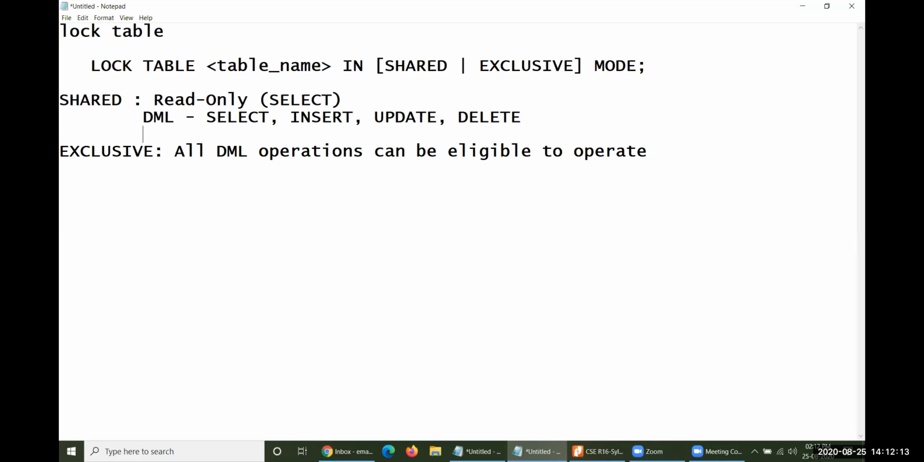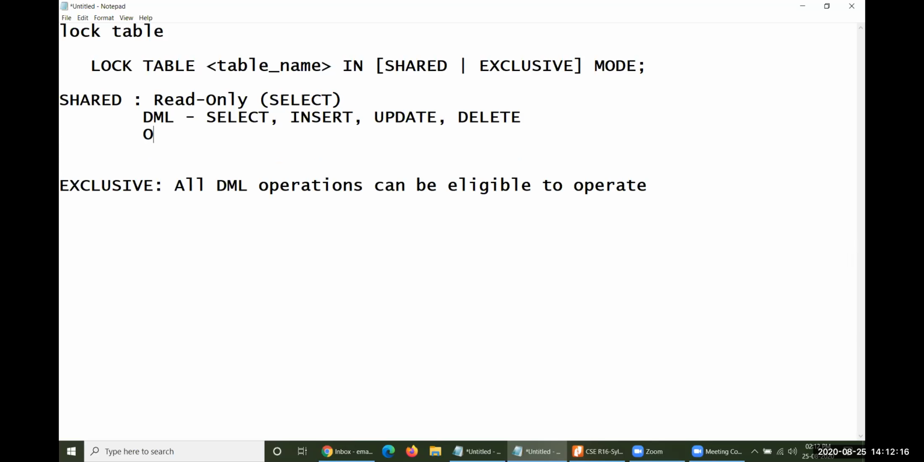The point is about shared mode. Shared mode can be operated by many users, there is no problem at all. So user 1, user 2, user 3, user 4, n number of users are there, and every user can operate. So shared mode on the same object, that is the shared table, there is no problem at all. But in exclusive mode, only one person can operate. So only one person can operate in this exclusive mode.